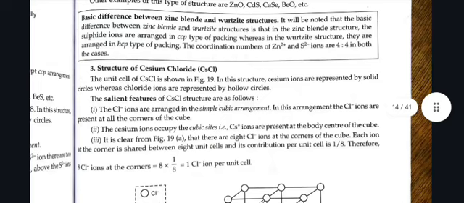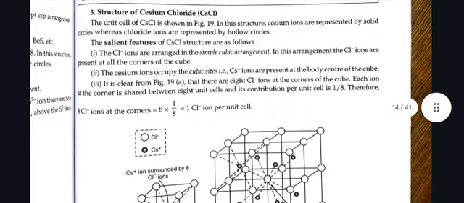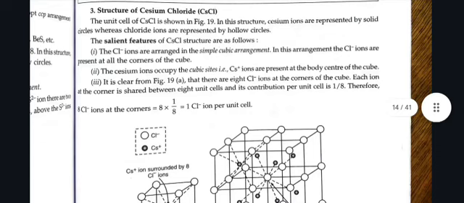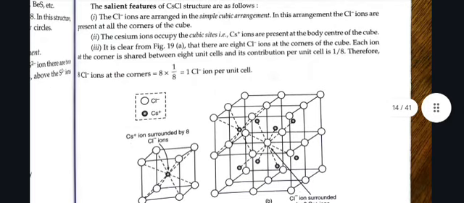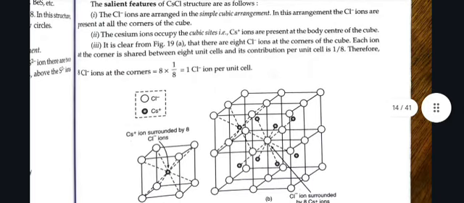Now we come to the next topic, which is structure of cesium chloride, CsCl. The unit cell of CsCl is shown in figure 19. In this structure, cesium ions are represented by solid circles, whereas chloride ions are represented by hollow circles. The salient features of CsCl structure are as follows. The Cl⁻ ions are arranged in the simple cubic arrangement. In this arrangement, the Cl⁻ ions are present at all the corners of the cube. The cesium ions occupy the cubic sites. The Cs⁺ ion is present at the body center of the cube.